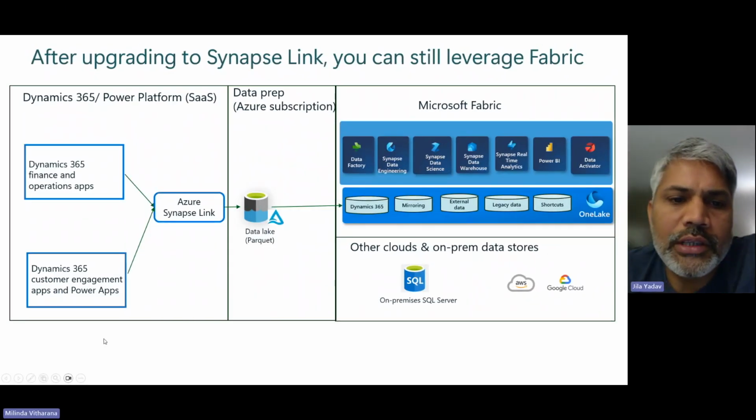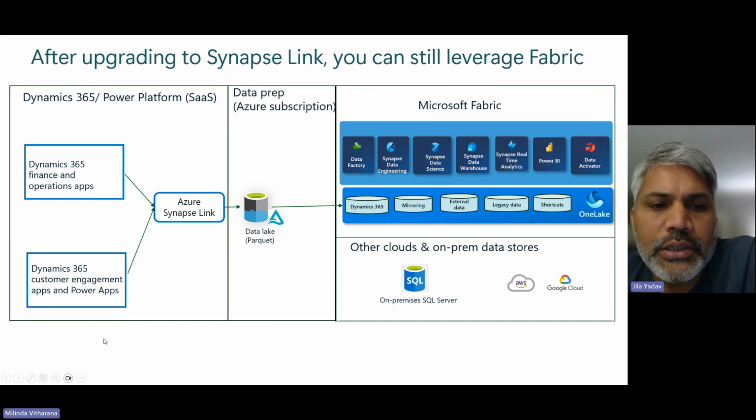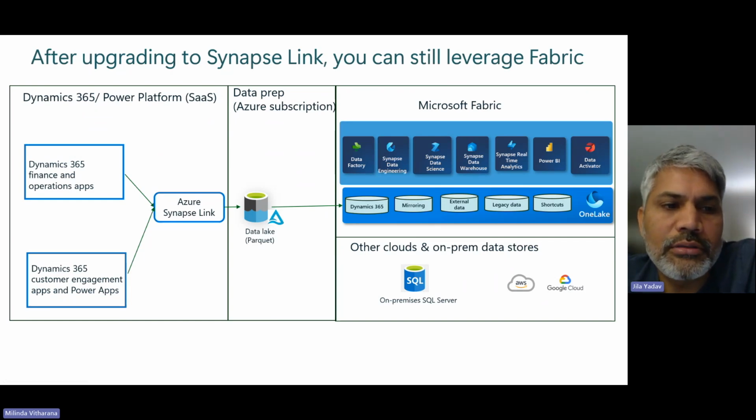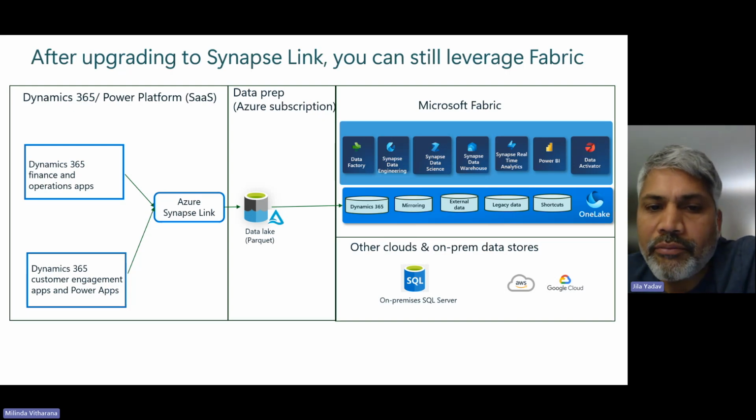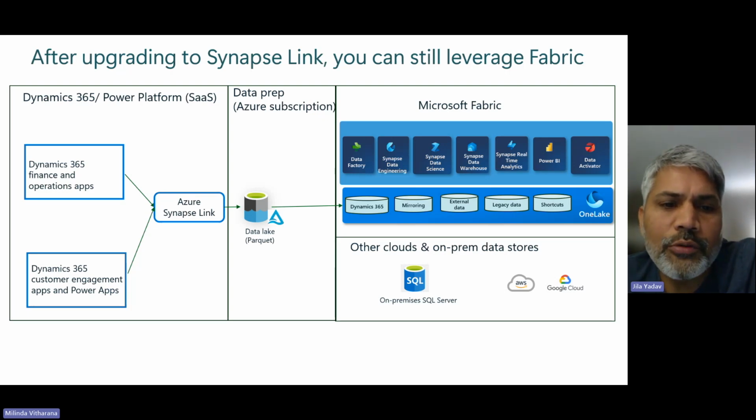I wanted to highlight one thing: if you're using the Synapse Link, you're not locked into your current architectures. You can minimize the change to your existing architectures by just switching to the Synapse Link with the Delta Lake format. If you want to start using Fabric, we do provide out-of-the-box features where even Synapse Link produced Delta Lake data can create a shortcut to Fabric.